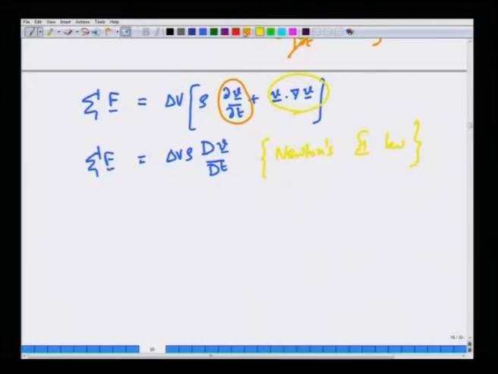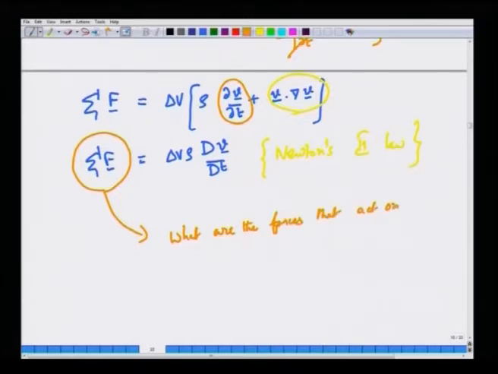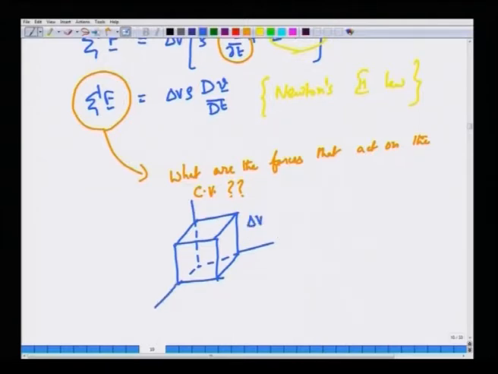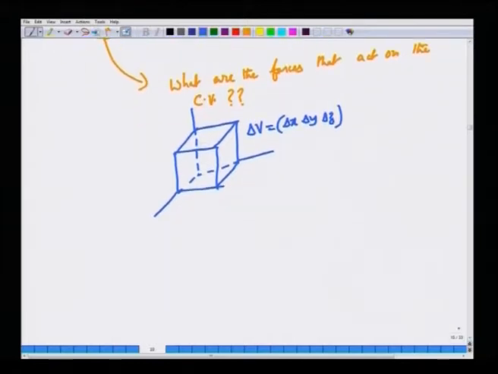Now, we have to worry about this term. What are the forces that act on the surfaces of the CV? These are the external forces that act on it. So, to remind you, our CV is simply a tiny, infinitesimal cubic volume element. So, this is our CV, with volume delta V equals delta x times delta y times delta z. So, what are the forces acting on the CV?